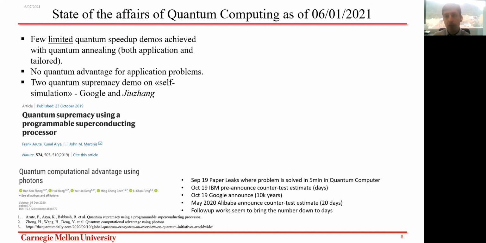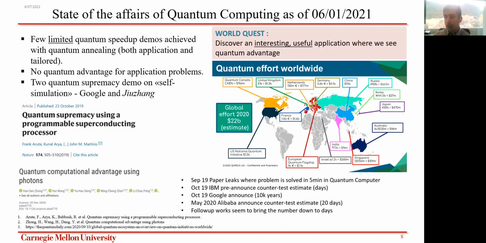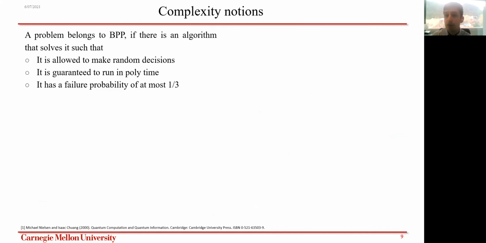Having said this, I would claim that there is a world quest on discovering interesting and useful applications for quantum advantage, right? And it's not only me, the one that believes so, but last year, there was over $22 billion invested worldwide in quantum computing applied to what we care about. And I'm sorry if I need to get into some complexity theory. How can we use it for our own purpose? So before that, I would like to show you bounded-error probabilistic polynomial algorithms, which are basically algorithms that can run on classical computers in polynomial time, and at most can fail 1/3 of the time.